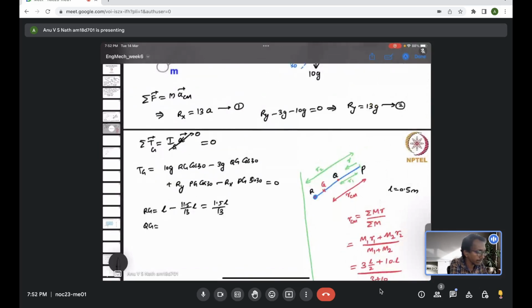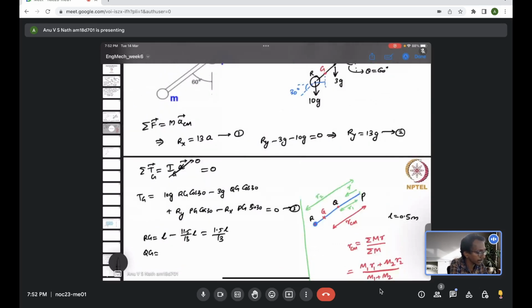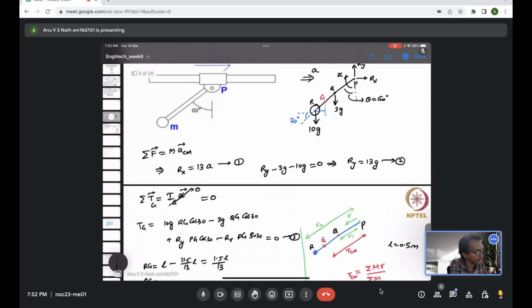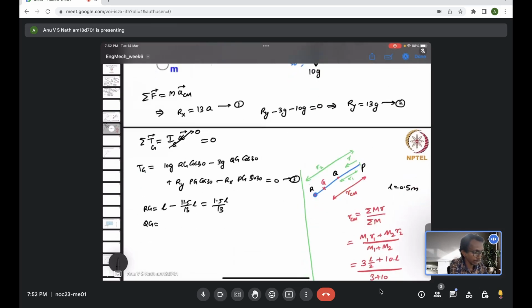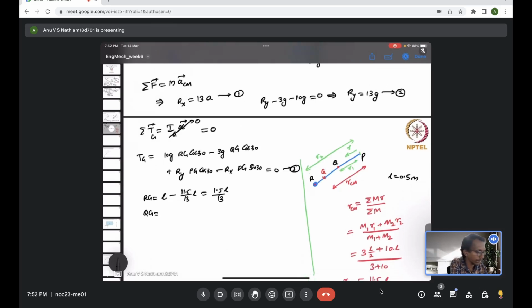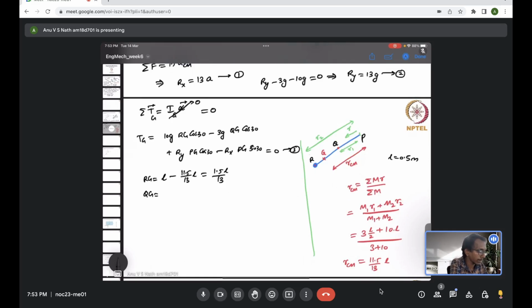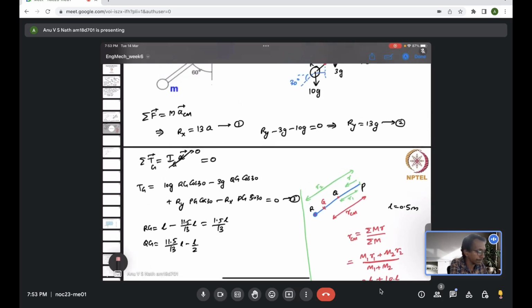And the distance QG. So let's say this is the third equation. So QG: Q is located L by 2 distance from P, because it's the center of the rod, right? And G is located at 11.5 L by 13. So you have to subtract them. So 11.5 by 13 L minus L by 2. Yeah, you can evaluate that. I'm not evaluating that, which is a known quantity.